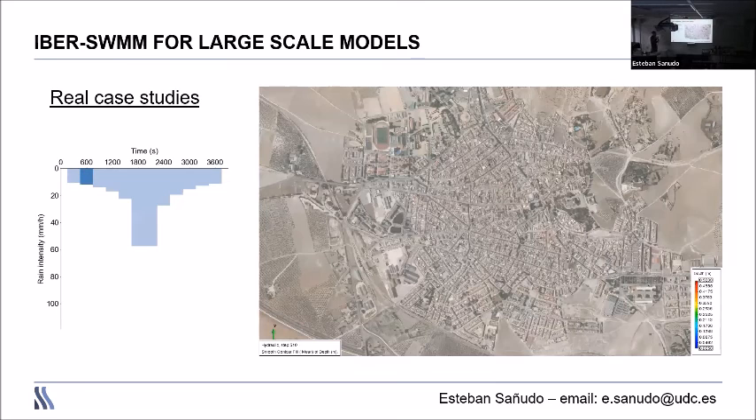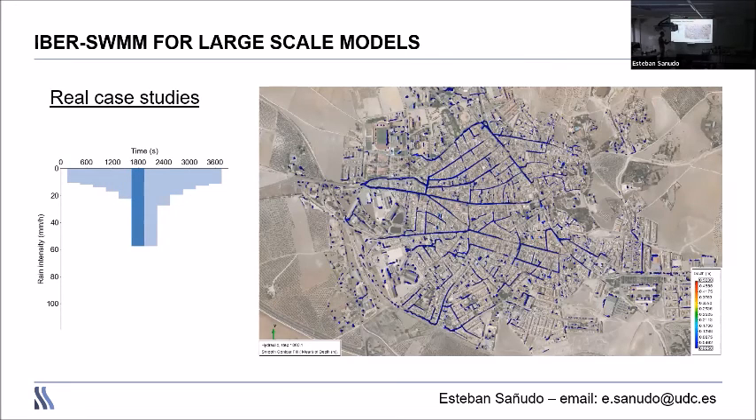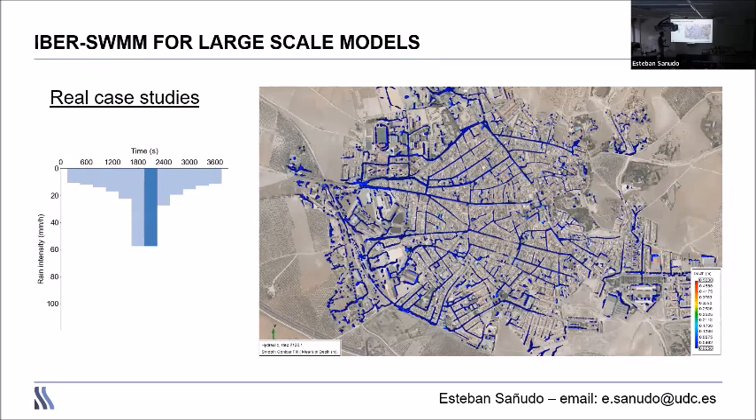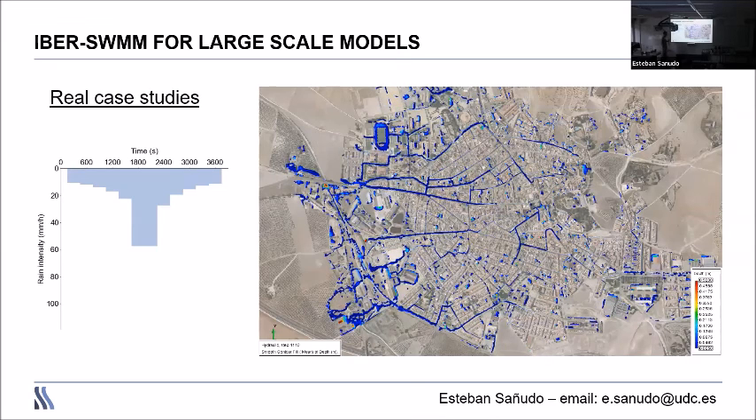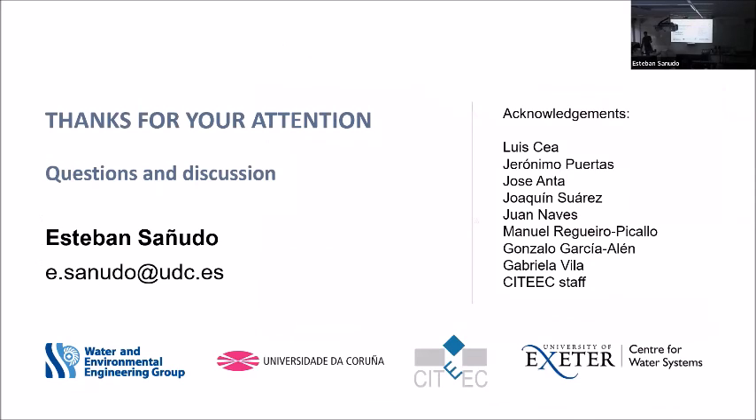We consider surface flooding, and in this case the urban drainage is also considered. When it starts raining, the city floods, and then the urban drainage system evacuates all the water when the rain stops. And that's all from my side.